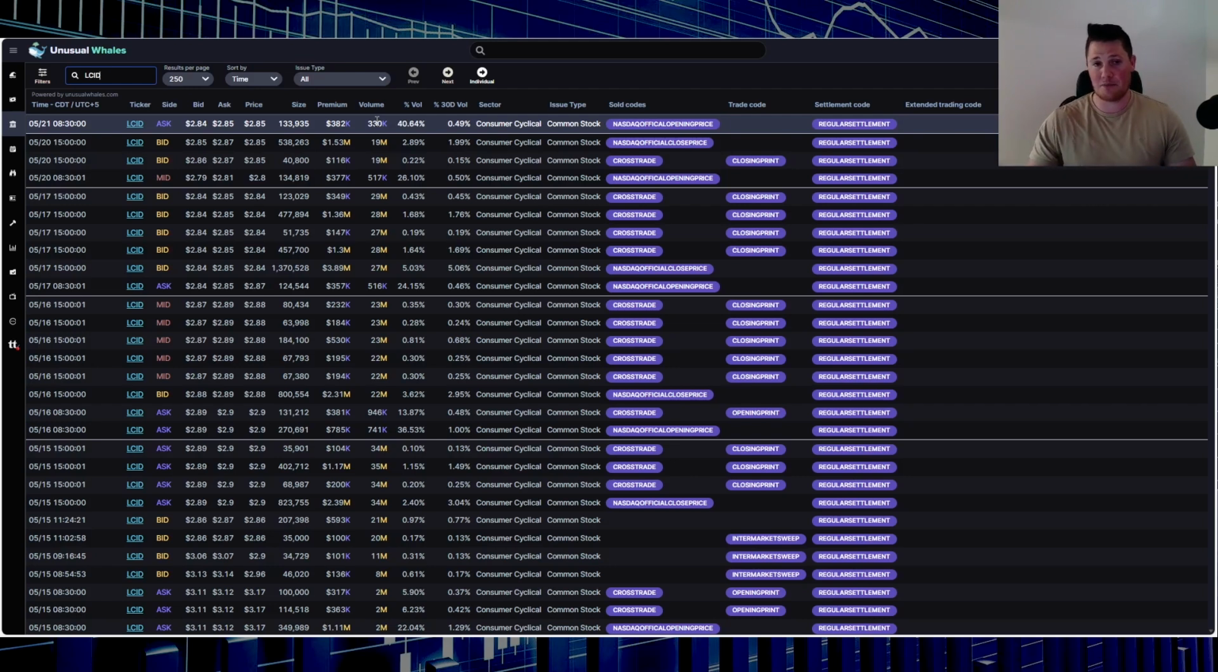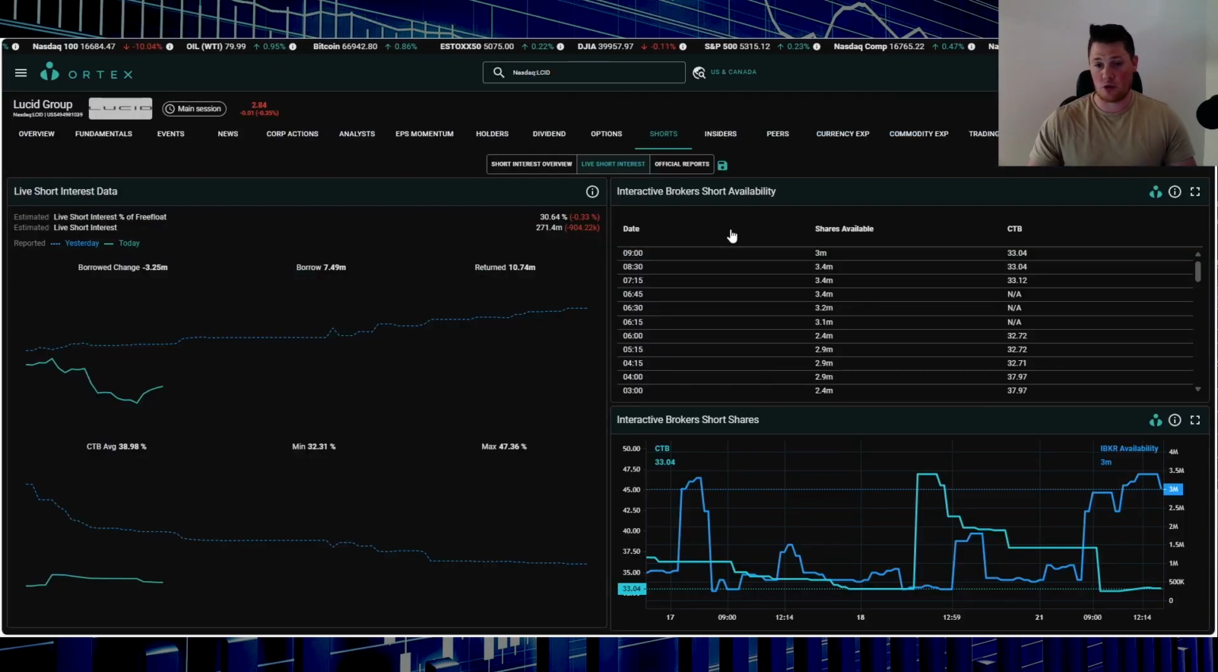But still, it's good to see shorts maybe returning some shares. Right now, there's only 3 million shares available to be shorted, which is kind of a drop in the bucket, considering, like I said, 271.4 million shares overall are being shorted. So kind of interesting stuff.